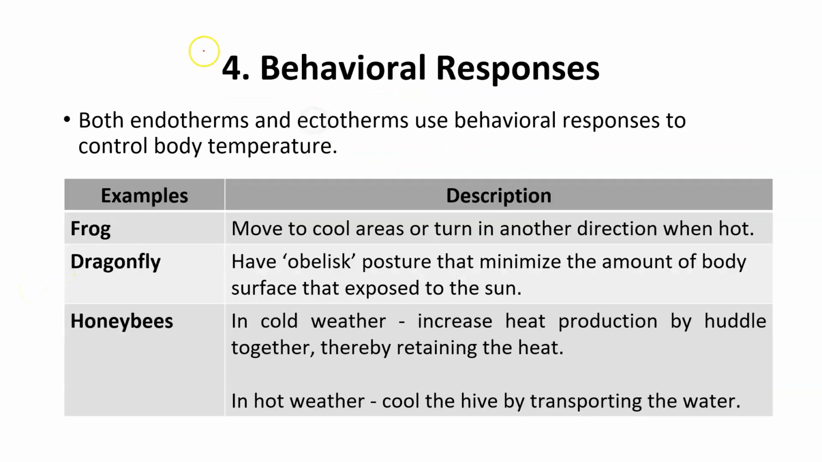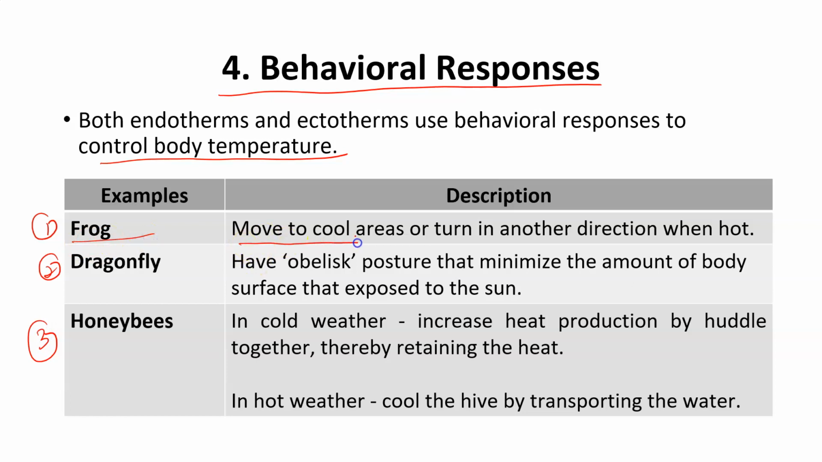Okay. So the fourth adaptation, behavioral response. So both endotherms and ectotherms use behavioral responses to control body temperature. Behavior, cara organism to behave untuk control body temperature. Okay. So we have frogs, dragonfly, and also honeybee. For frogs, tadilah, kan, if they want to cool down their body, they will find a shady area. If they want to increase their body temperature, they will seek a more hot rock, for example. Okay, a more exposed to the sun area.